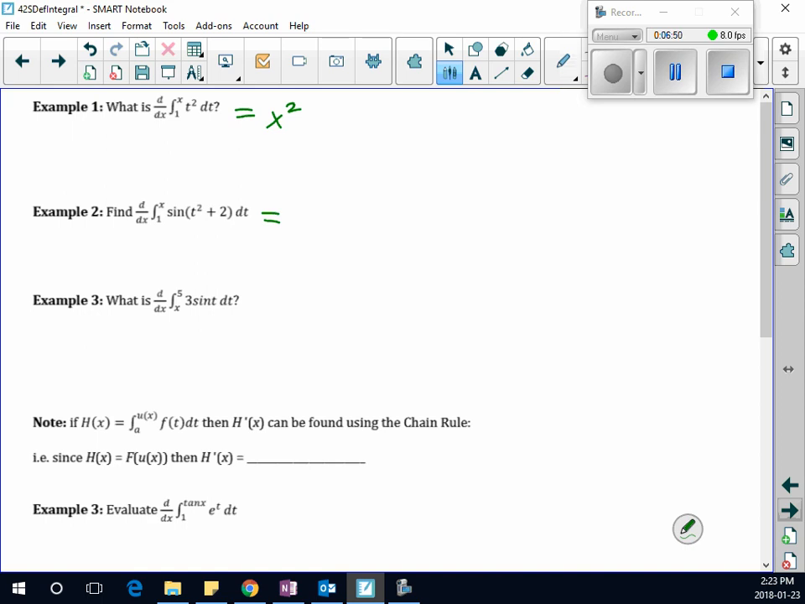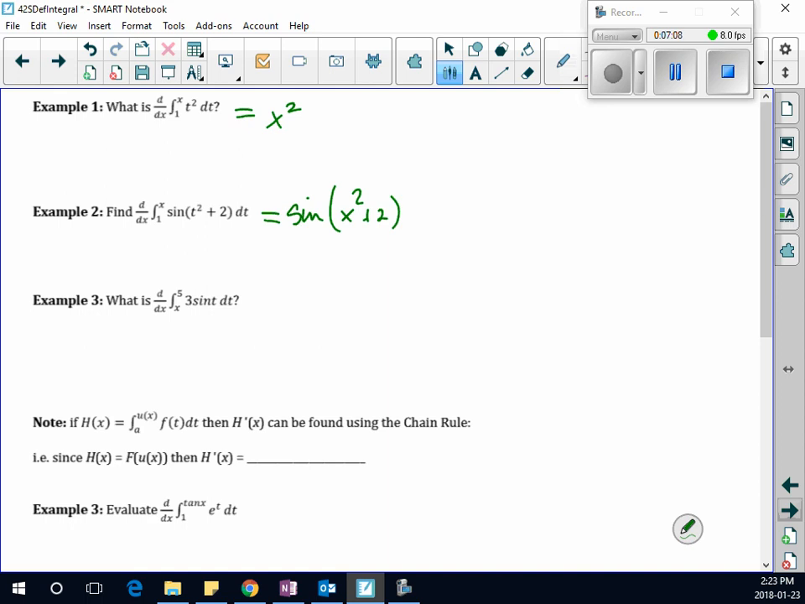What happened to the sign, though? So it would be sine of x squared plus 2. Done, right? It's just going right where the, yeah, you get it? Okay. -3 sin x.